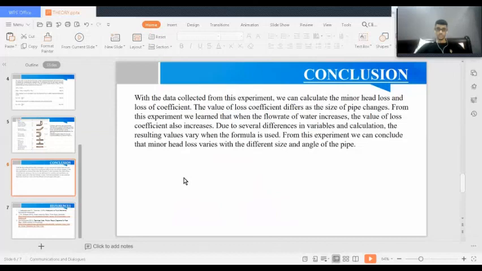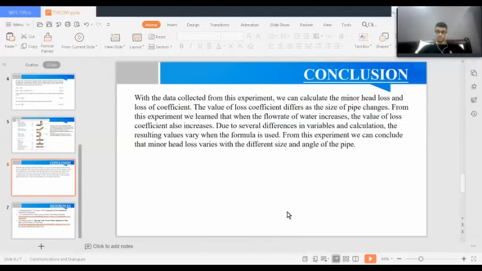Next, for the conclusion, with the data collected from this experiment, we can calculate the minor head loss and loss coefficient. The value of loss coefficient differs as the size of pipe changes, for example, sudden contraction or sudden enlargement. From this experiment, we learned that when the flow rate of water increases, the value of loss coefficient also increases. Due to several differences in variables and calculation, the resulting values vary depending on which formula is used.